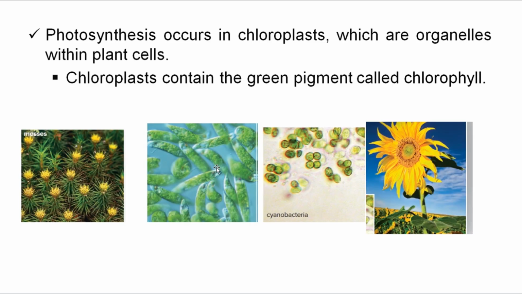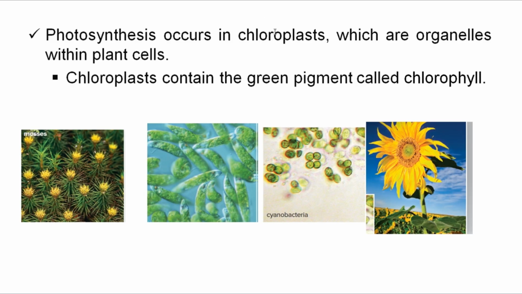Good. Photosynthesis occurs in chloroplasts. What are chloroplasts? These are organelles that are found in plant cells. In plant cells or in algal cells, there are organelles. These organelles are known as chloroplasts. Chloroplasts contain the green pigment called chlorophyll.